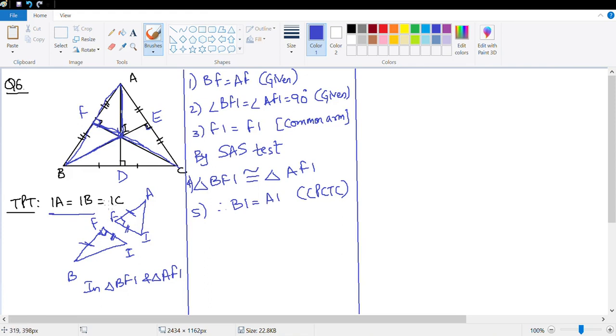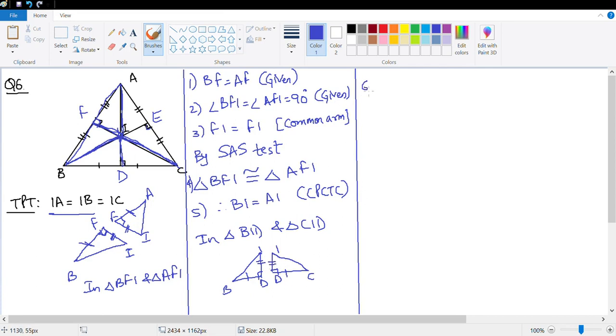Now I need to prove that either of them is equal to IC. Now let's see if for BI and IC there is something that I can look at. Yes, if I look at BI and IC, maybe I can look at these two triangles BID and CID. So now in triangle BID and triangle CID, again I would draw a rough diagram for my reference. This is I, D, B, and C. This is 90 degrees, this is 90 degrees. BD and CD are equal, and ID and ID are equal because this is a common arm.